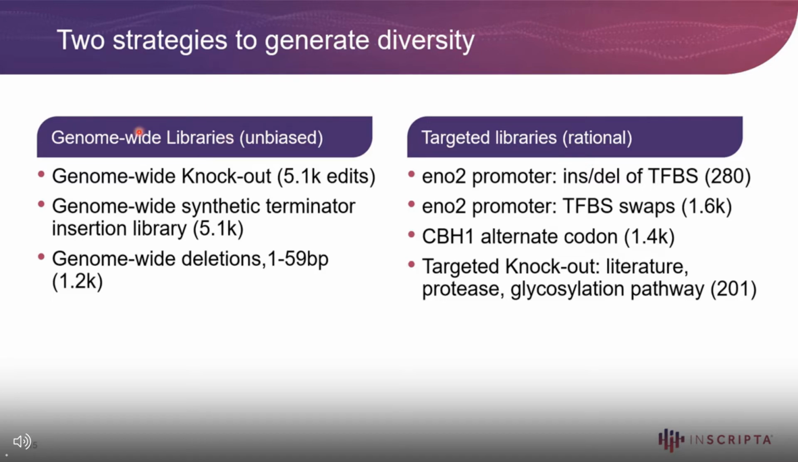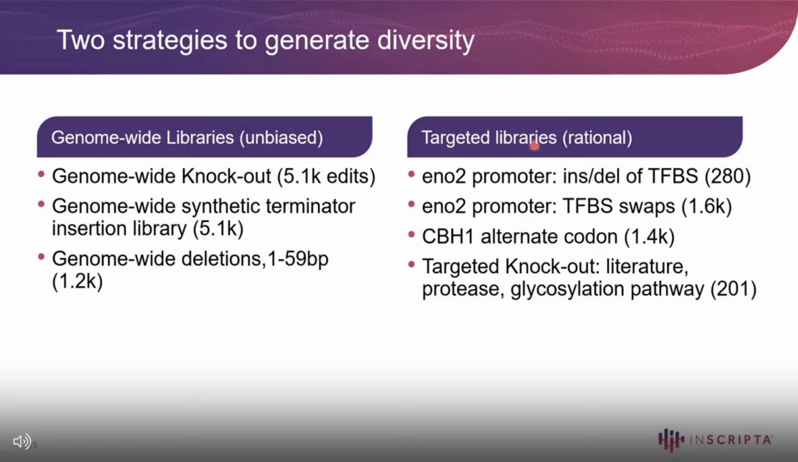For the genome-wide libraries, we generated a genome-wide knockout library, which had about 5,100 edits, and a genome-wide synthetic terminator insertion library. This is where we took a synthetic terminator and inserted it at the 3' end of every single gene in yeast, which can ultimately have an impact on the overall expression of that particular gene. We also generated a genome-wide deletions library, with deletions anywhere from 1 to 59 base pairs spread throughout the genome, targeting either regulatory regions or within the open reading frames themselves. So that's the unbiased libraries.